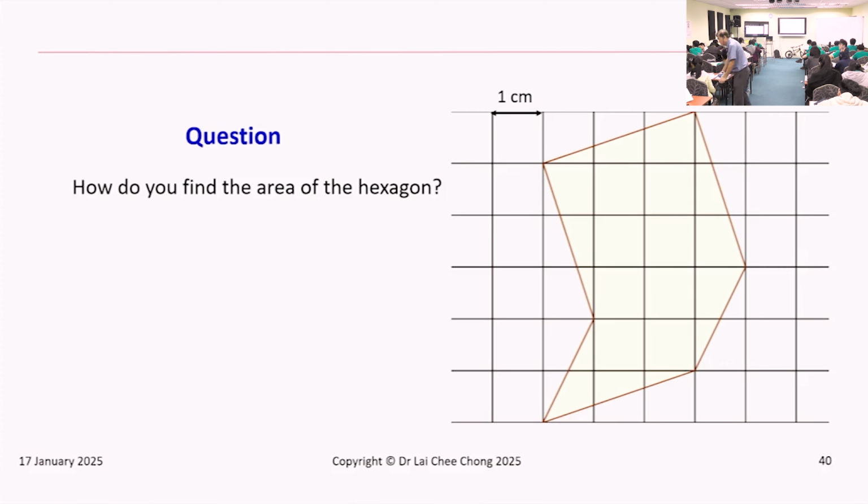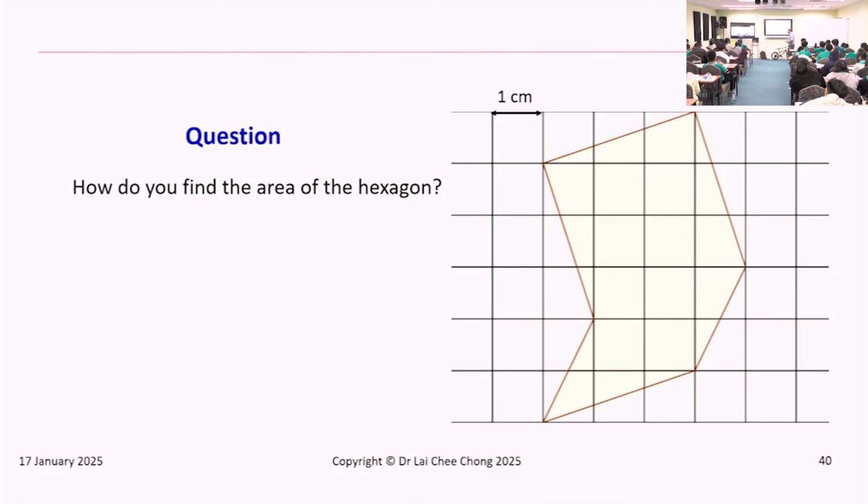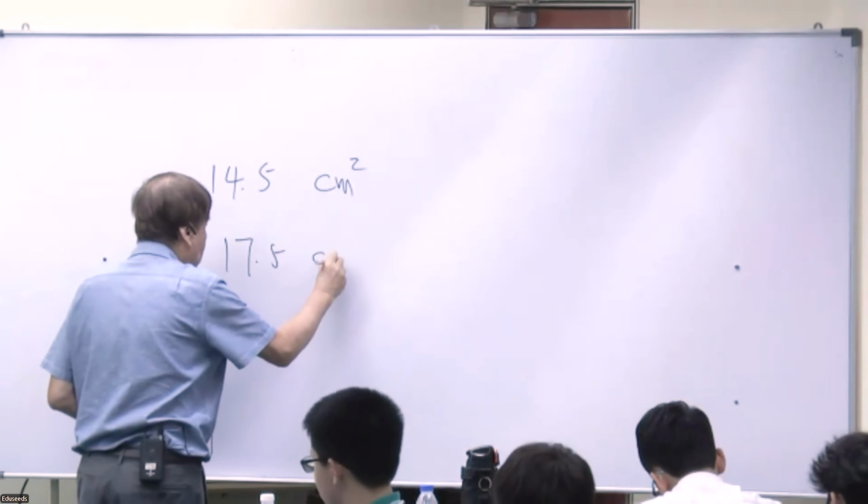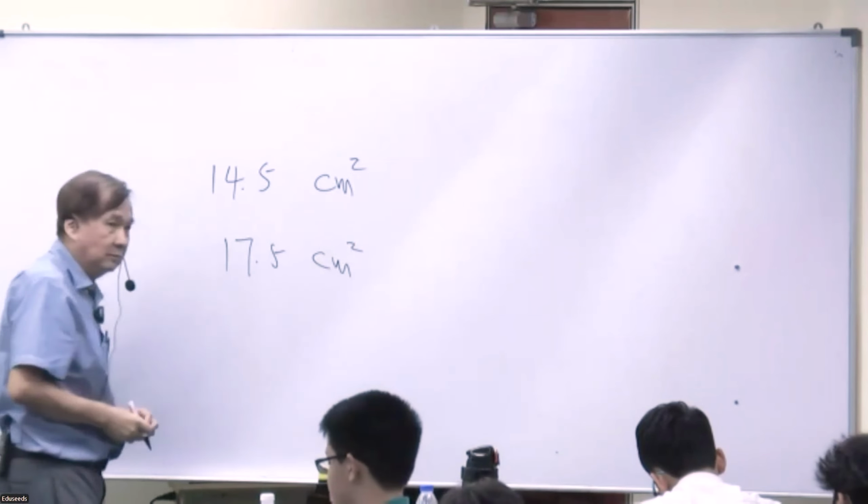14.5. Okay, I don't know what's right. Somebody says that this area is 14.5 cm squared. I don't know whether you all have the same answer. I have no answer with me, but is it correct? I don't know. What do you have? 17.5. Oh, I got two answers. Another person says that it's 17.5 cm. Okay, there are many answers here.